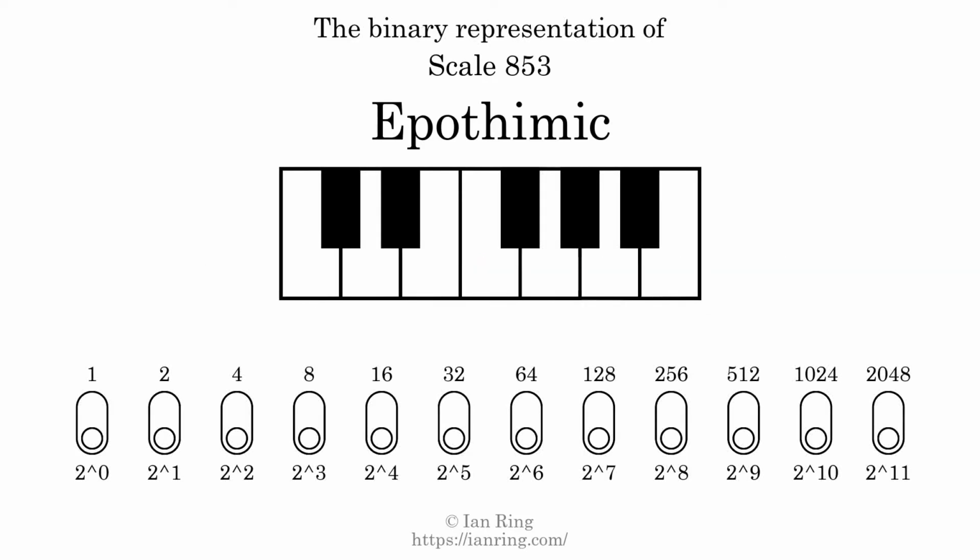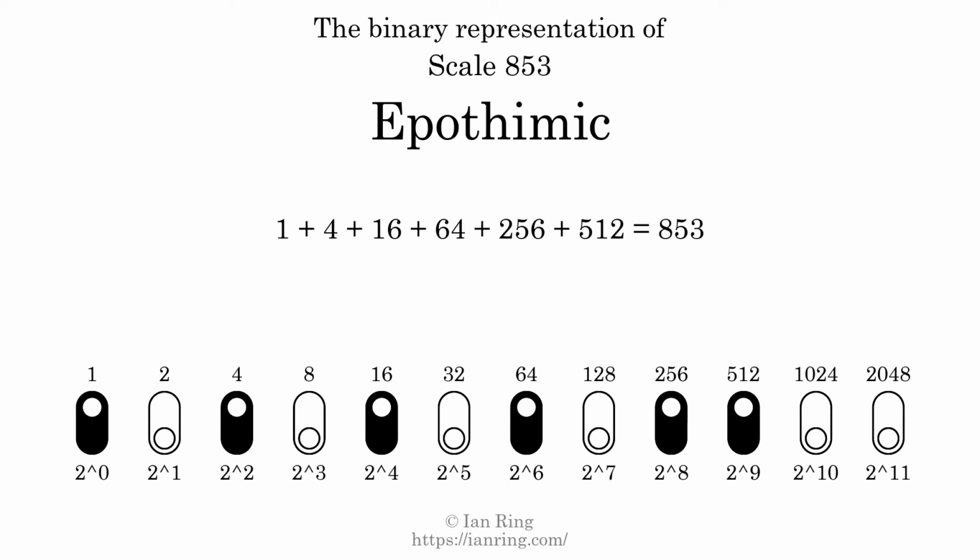The binary representation of this scale is determined by mapping tones of the scale to binary digits. Each binary digit represents a power of 2. To get the scale number, we add the powers of 2 together. The powers of 2 that are present in the scale, all added together, equals 853. That is why the scale number, in decimal, is 853.